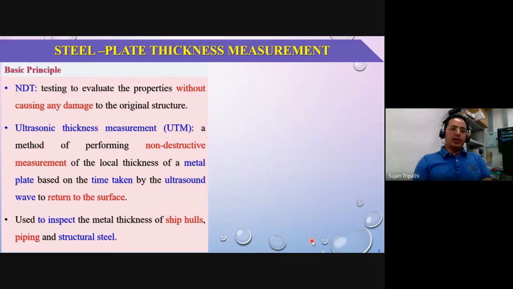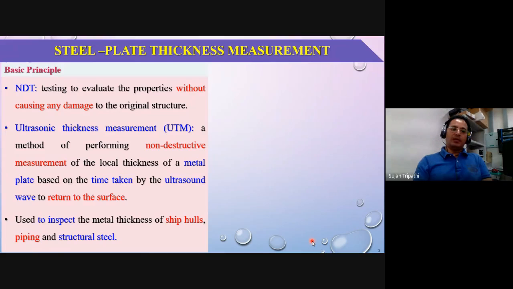Now I would like to explain the basic principles, how it works. First of all, you have to know about NDT. What is NDT? It is a test during which the main structure will not be damaged. The structure should be the same, but we can assess the properties of the material. That's why it's called non-destructive.